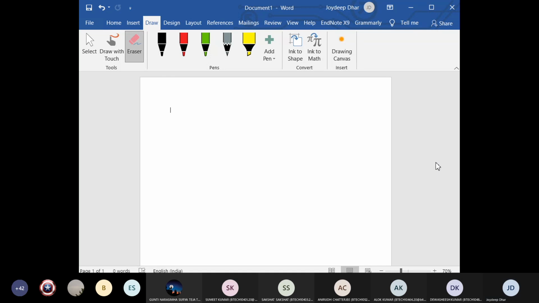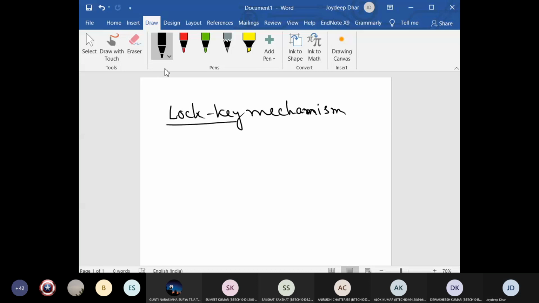Do you know? It will work in the lock and key mechanism. What is the lock and key mechanism? Can you open any lock with any key? To open a specific lock, you should have a specific key. Similarly, in a biological system, a specific enzyme will specifically react with some specific substrate molecule. That means enzyme is substrate specific.